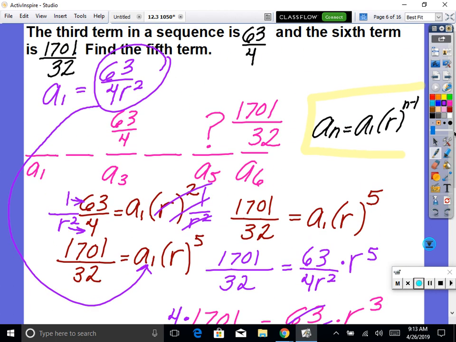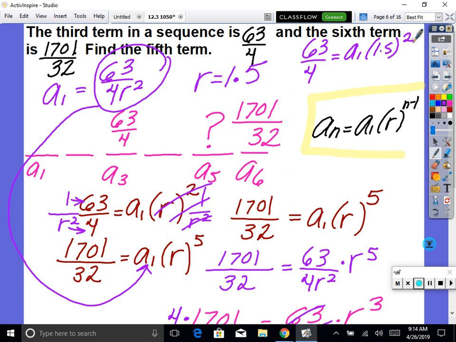So now we can go, and our ratio, what we're timesing by, is 1.5. Now can't we find what a sub 1 is? So our truth statement would be 63 over 4. Let's plug it into either equation and solve for the other, a sub 1. So we have 63 over 4 is equal to a sub 1 times 1.5 to the 2nd power.